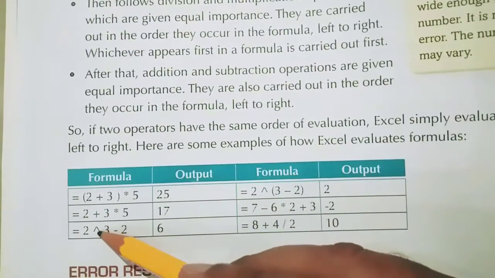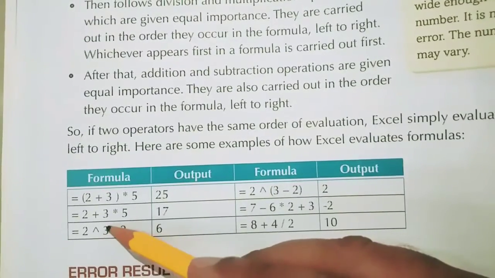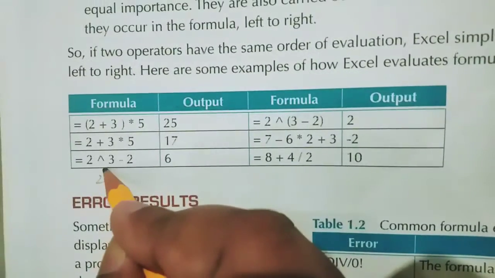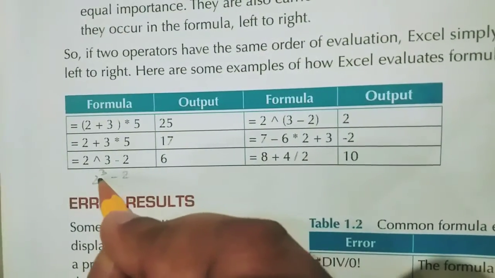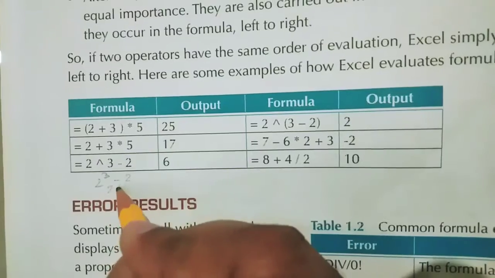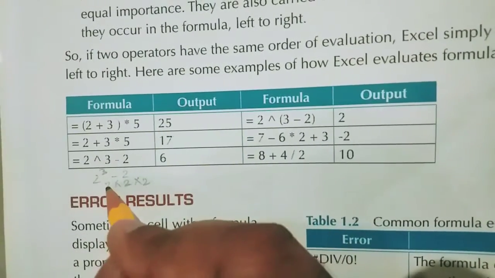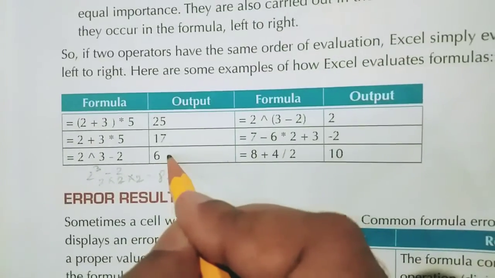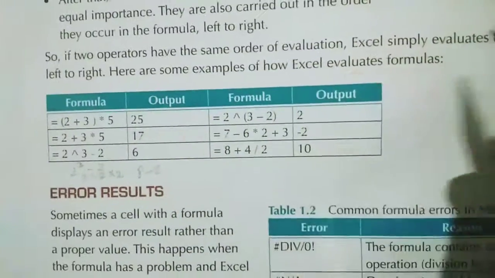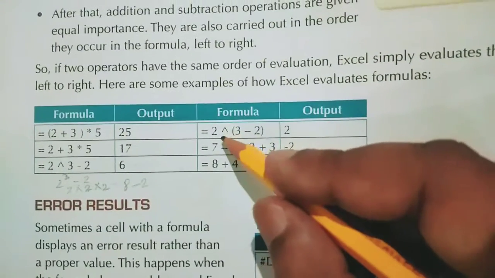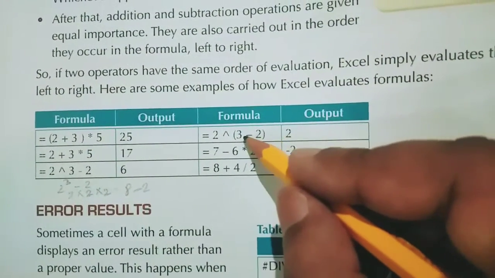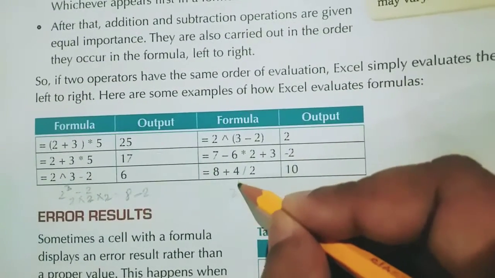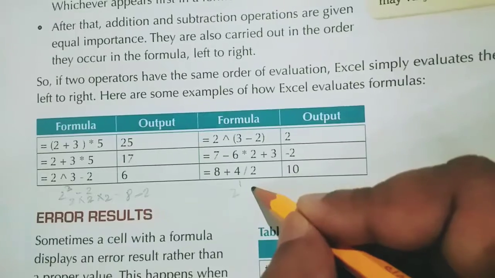Then here, the exponent sign: 2 to the power 3 minus 2. How is it performed? 2 to the power 3 means 2 is multiplied 3 times, 2 into 2 into 2. 2 twos are 4, 4 twos are 8. 8 minus 2 is 6. So this is the answer. Understood? Now this one, 2 to the power (3 minus 2). That means first of all you will calculate the bracket. 3 minus 2 is 1. So 2 to the power 1 means 2 is multiplied one time, so it is 2 only.